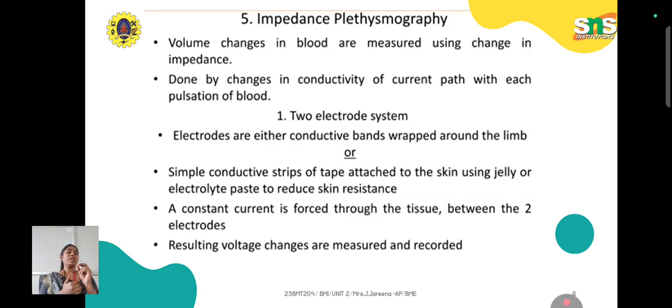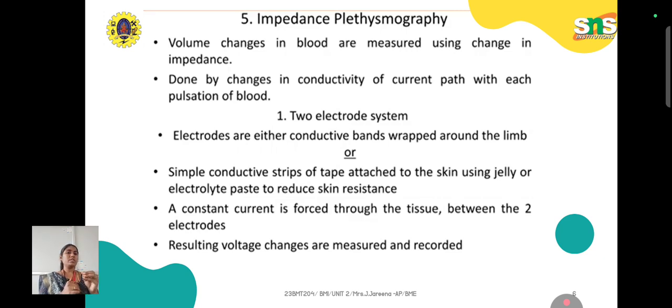So here usually they follow the two electrode system. We have different techniques in impedance plethysmography. Two types have been used: one is the two electrode system, another one is the four electrode system. So let's start with the two electrode system.